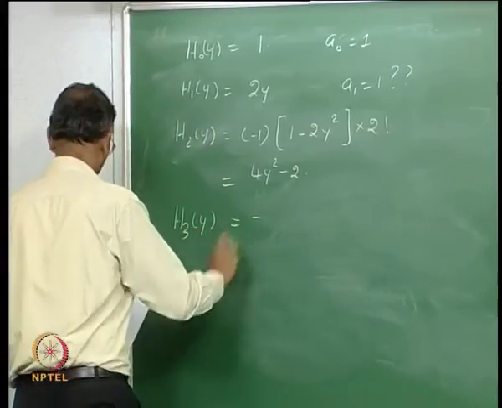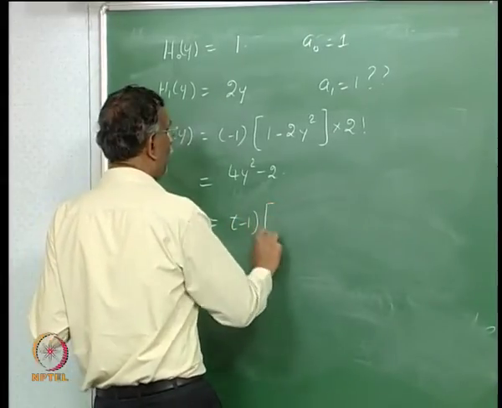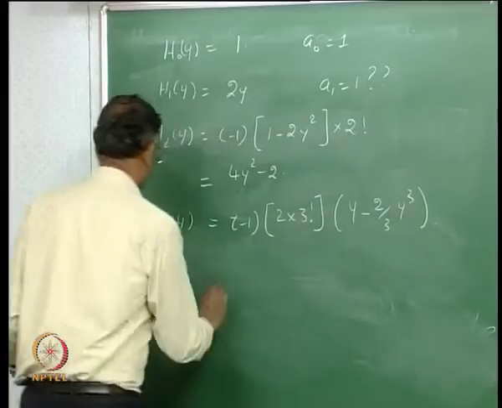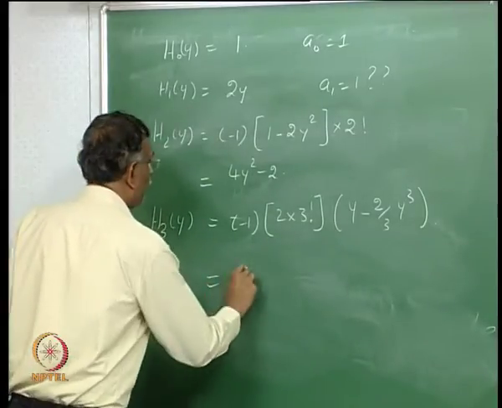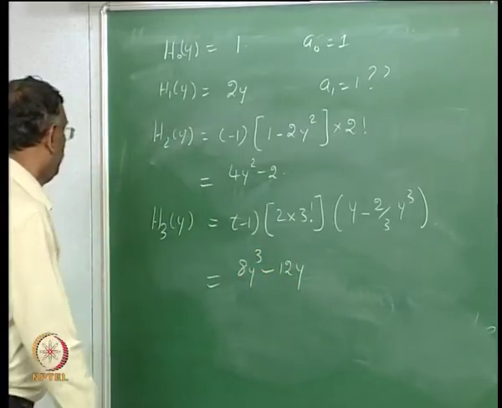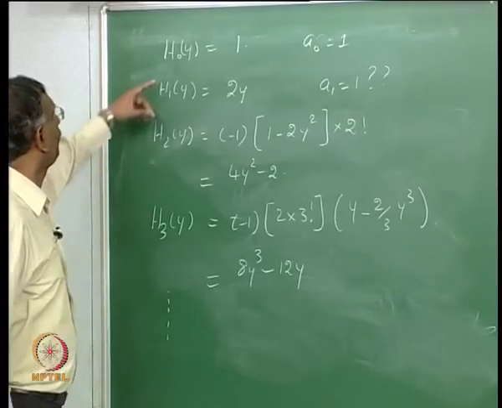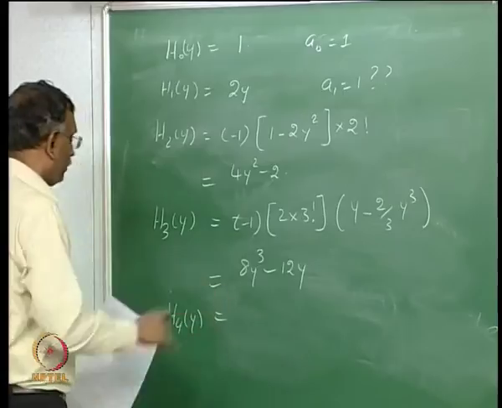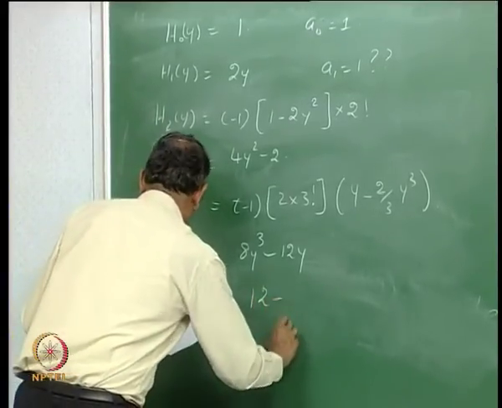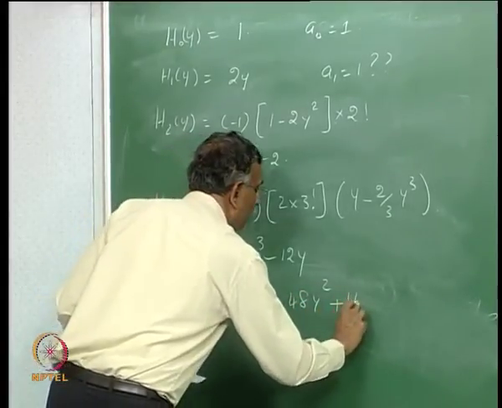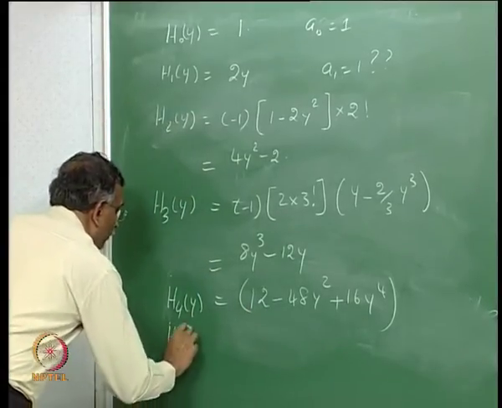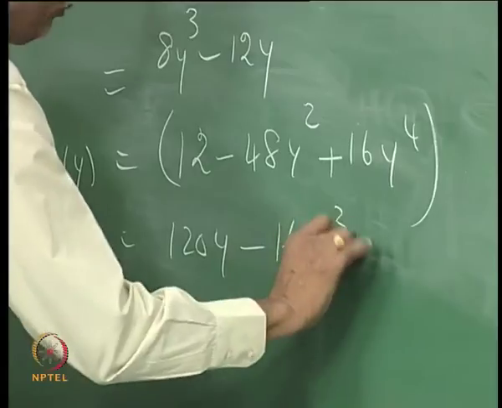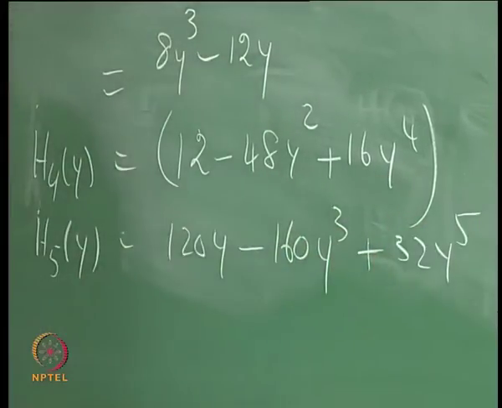H3 of y is given by minus 1, 2 times 3 factorial into y minus 2/3 y cube, which, there is of course nothing else, gives you 8y cube minus 12y. So you can obtain a whole series of them. Let me write H4 and also H5; I will stop beyond H5. H4 is 12 minus 48y squared plus 16y to the power 4, and H5 of y is 120y minus 160y cube plus 32y to the power 5, and so on.